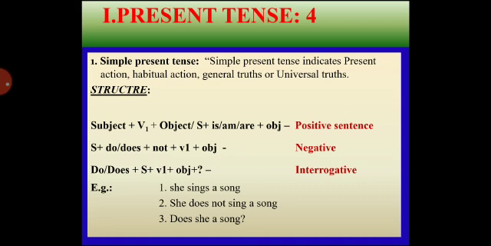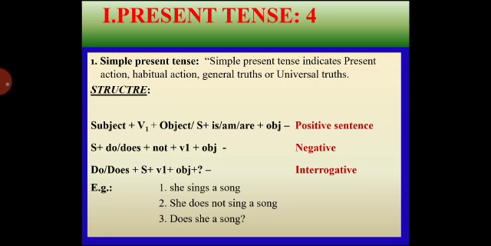Now, basically, in present tense there are four subtenses. What are they? Simple present tense, present continuous, present perfect, and present perfect continuous tense. Today we will discuss the simple present tense. Now, how will we learn it? First, we'll learn about the definition. What is the definition of the simple present tense?